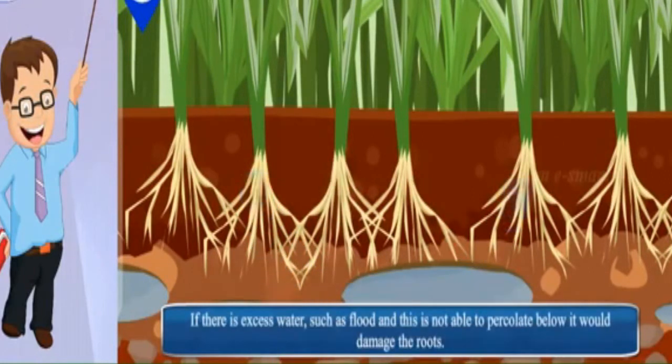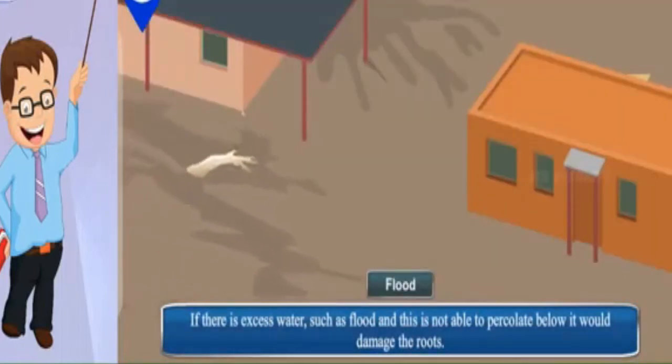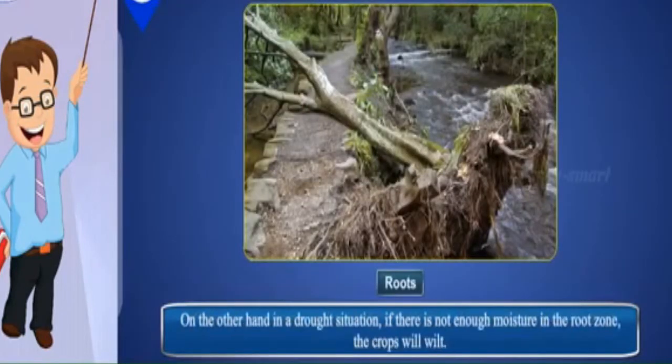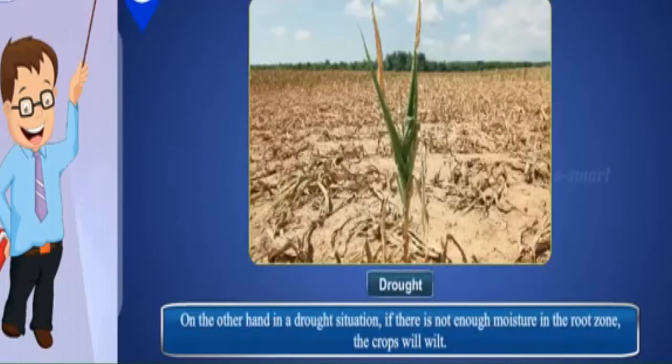If there is excess water, such as a flood, and this is not able to percolate below, it would damage the roots. On the other hand, in a drought situation, if there is not enough moisture in the root zone, the crops will wilt.